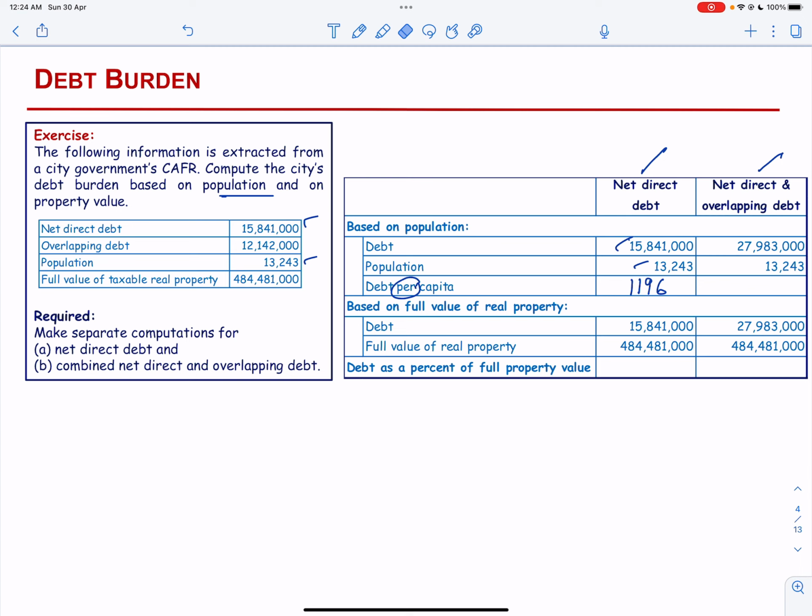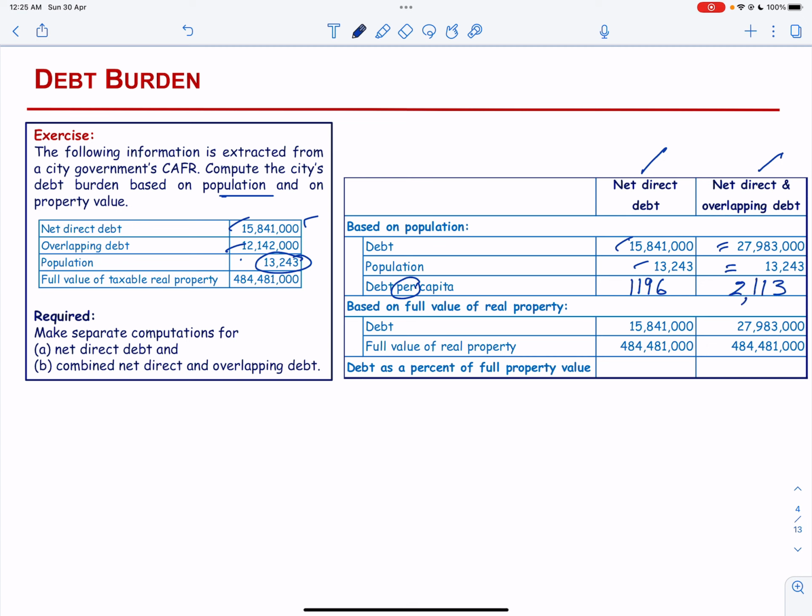Regarding the net direct and overlapping debt, the debt is 27,983, and that is the net direct debt plus the overlapping debt. The population remains the same, 13,243, and the debt per capita will be the total debt, net direct and overlapping debt, that is 27,983 divided by the population, and this will give us 2,113.